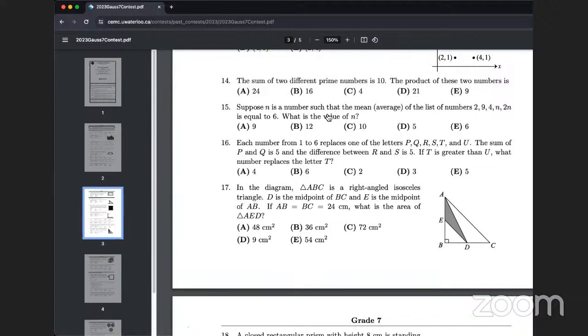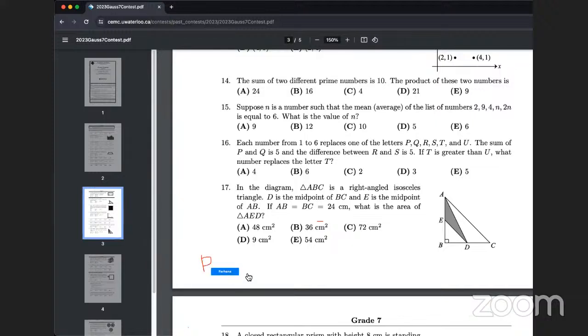Oh, 4:47. Okay. Each number from 1 to 6 replaces one of the letters P, Q, R, S, T, and U. The sum of P and Q is 5, and the difference between R and S is 5. If T is greater than U, what number replaces the letter T? Okay, so this is like a riddle.